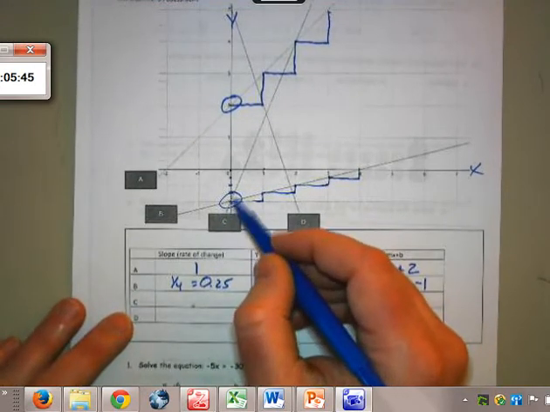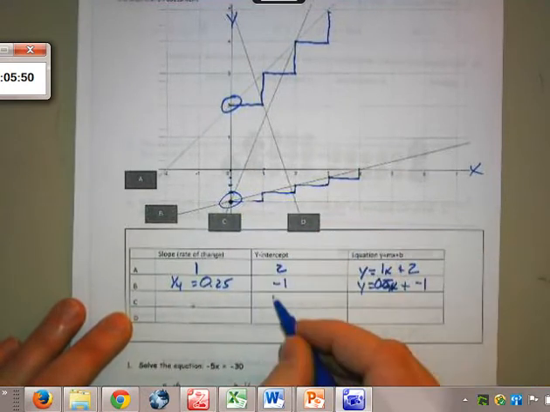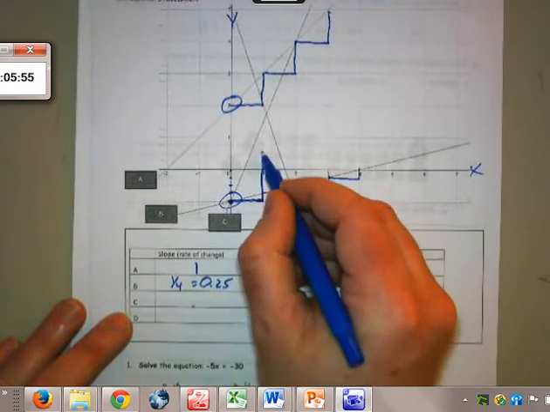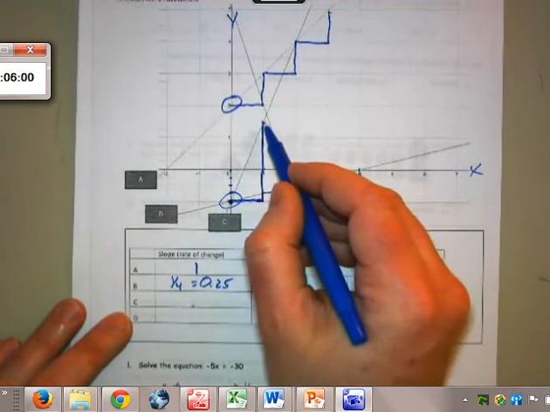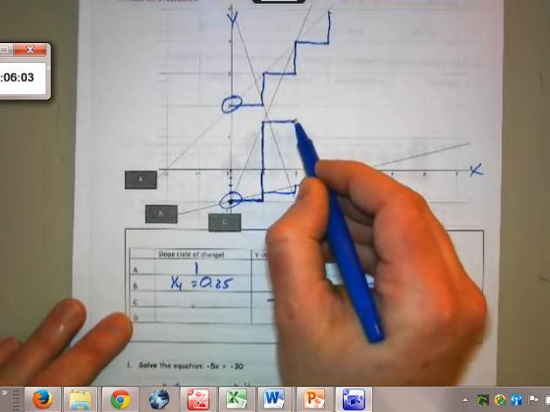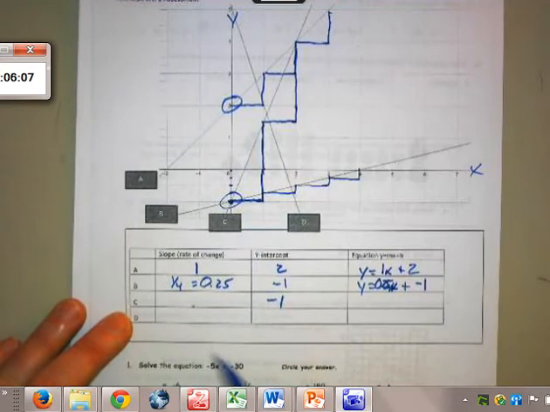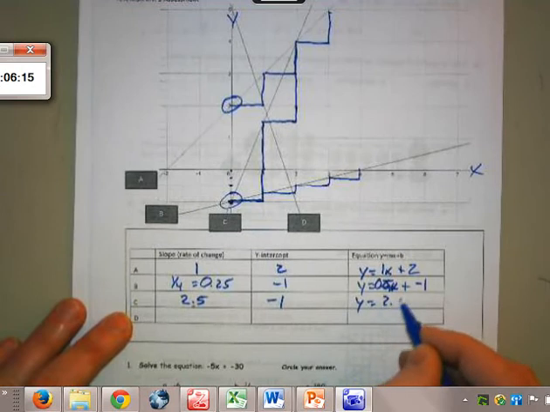Okay? Let's do C. C starts here, and we can already see it intercepts the y-axis at the same place as B, so we know that's going to be -1. But as I go over 1, I go up 1, 2, and more than 2, but less than 3. So let's see what that might be. Let's go over 1, and I go up, well, it looks to be about a half. 1, 2, so it looks like we've got 2.5. So we have 2.5 as our slope, so y equals 2.5x plus -1.